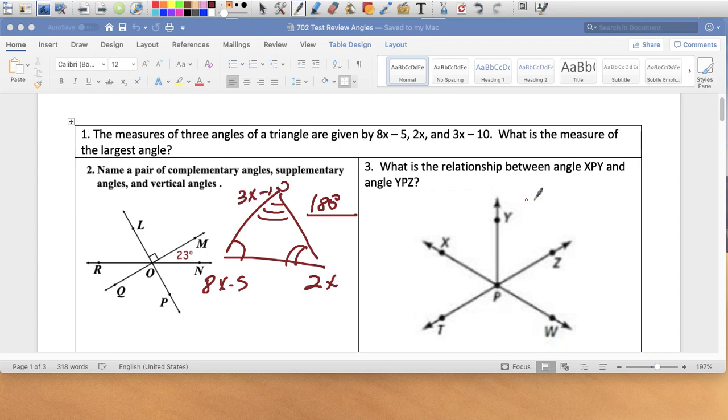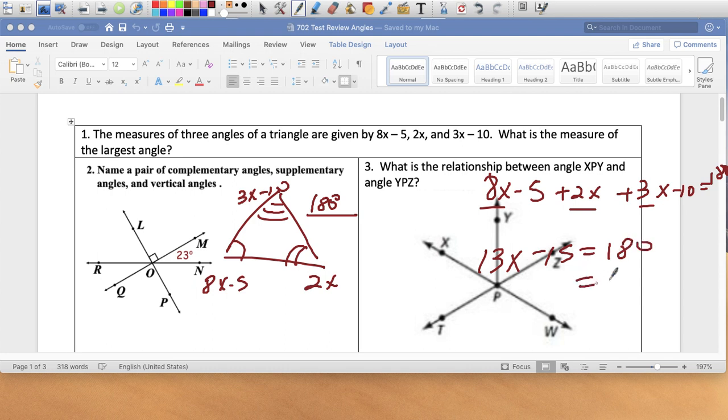So we just set an equation. It's pretty simple, right? 8x minus 5 plus 2x plus 3x minus 10 equals 180. Combine like terms, so this becomes, again, very simple: 13x minus 15 equals 180. And then that becomes 195, right? 13x equals 195, and divide both sides by 13, and x equals, I have no idea, looks like 115. Yep, 15.